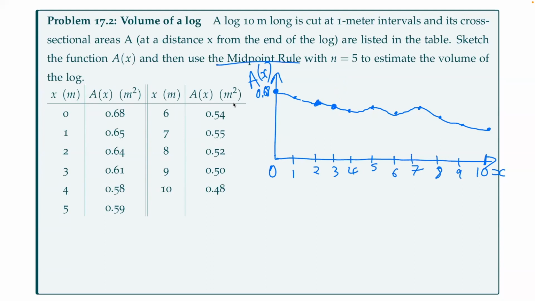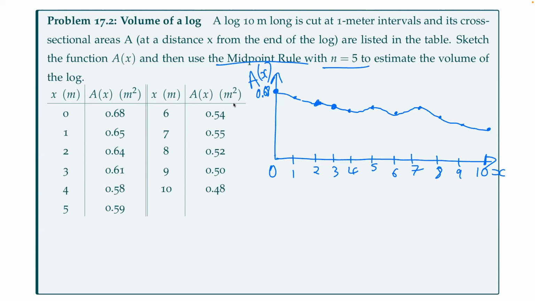And we're asked to use the midpoint rule with n equal to 5. Because this is a log that's 10 meters long, I want to break it up into 2 meter measurements. So I'm not going to use every single one of these here. I'm just going to use 2 meter intervals.